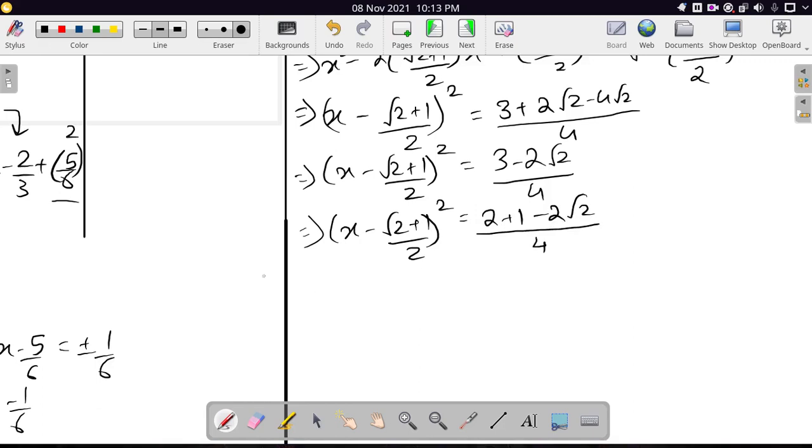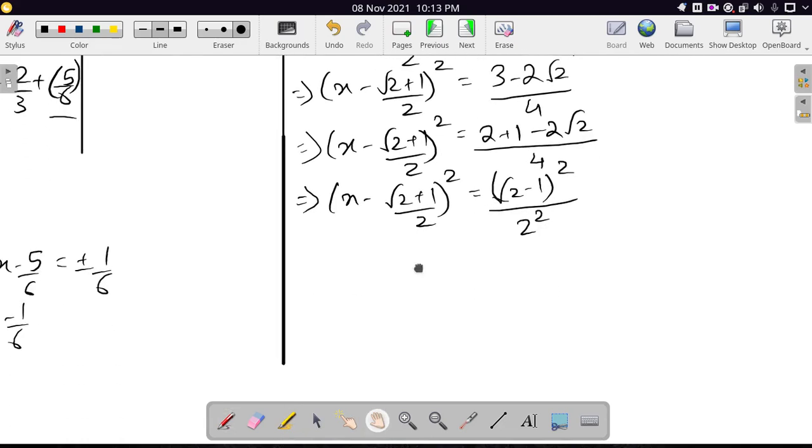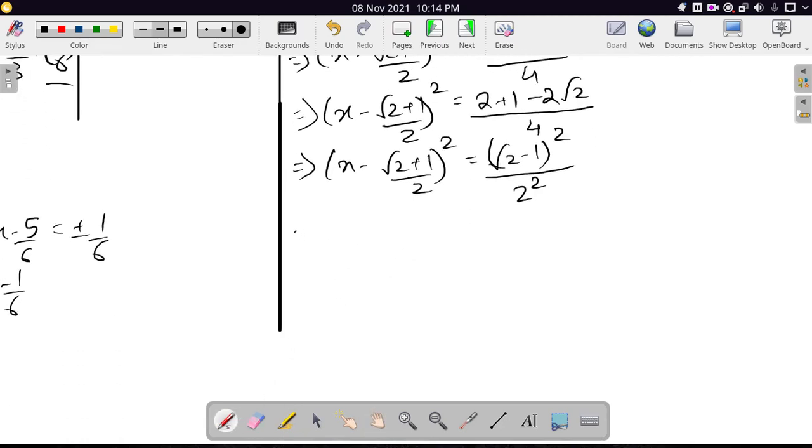We can do that. Now this is x minus (root 2 plus 1) by 2 whole square. This is equal to, if you look at this very closely, (root 2 minus 1) whole square, and 4 you can write it like this. So right hand side also is a perfect square. Right hand side has also become a perfect square now.